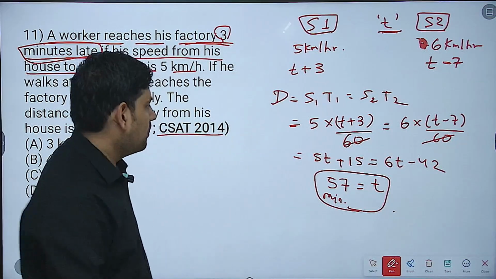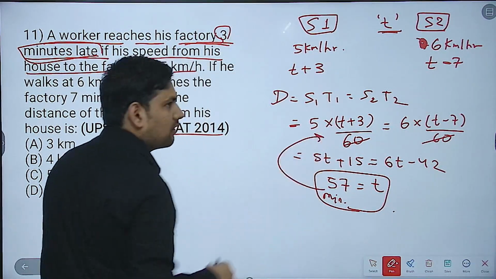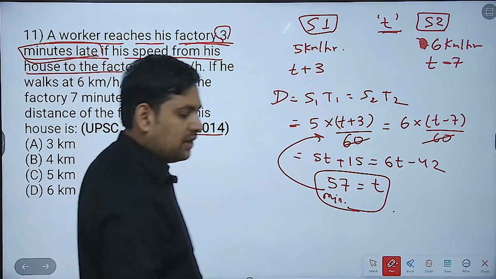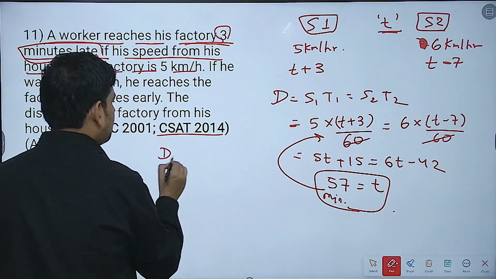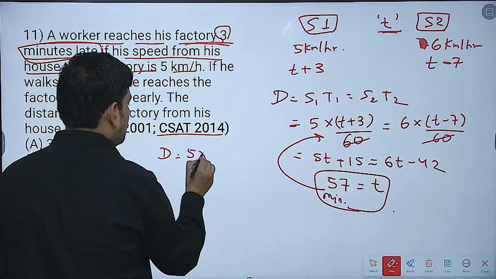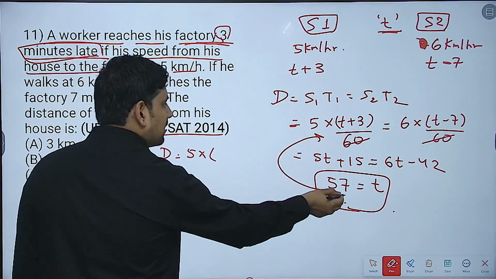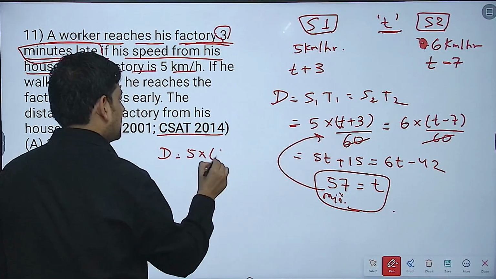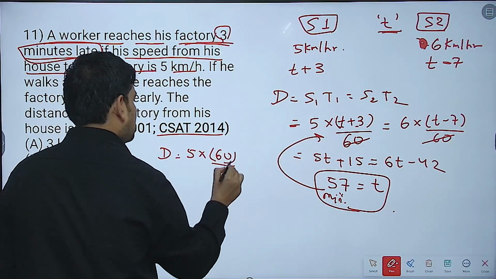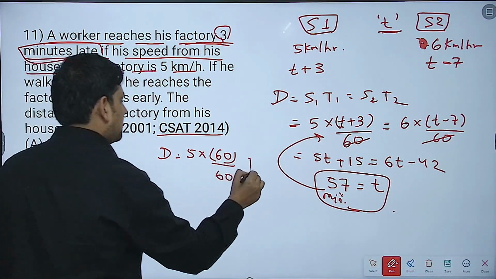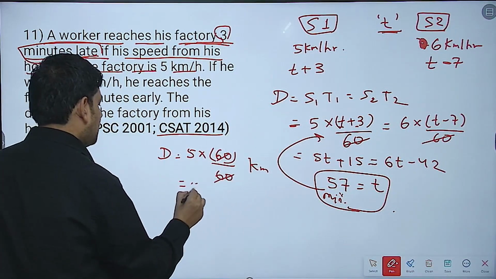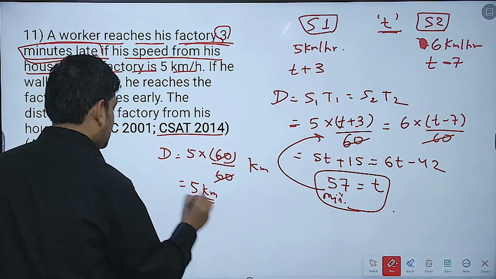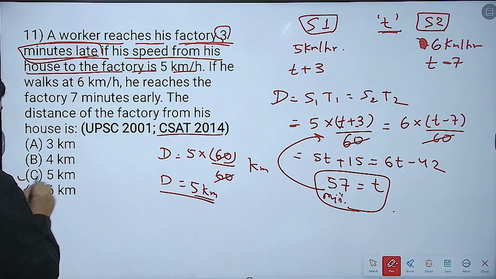Correct? Now you put it back here. Now what will you get? Distance will become equal to 5 into t plus 3. So t is 57. 57 plus 3 is 60. 60 divided by 60 kilometers. 60 and 60 will cancel out. Distance will come out to be 5 kilometers. This becomes your answer.